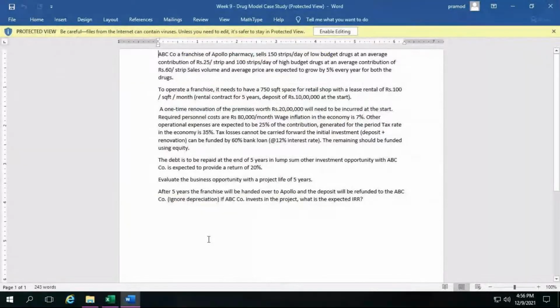to operate a franchisee, it needs to have 750 square feet space for a retail shop with a lease rent of 100 per square feet per month. The rental contract will be for 5 years. The deposit is 10 lakh at the start. A one-time renovation of the premises worth 20 lakh will be incurred at the start. Required personnel cost will be 60,000 per month. So first we need to find out the rent amount. They are telling rental expenses 100 per square feet. So the square feet is 750.